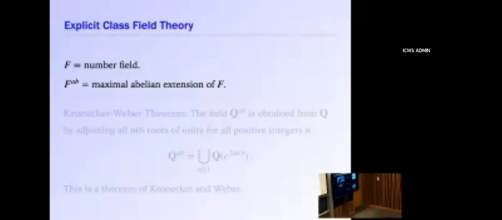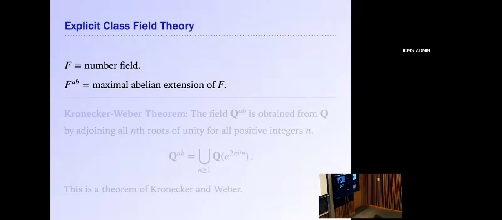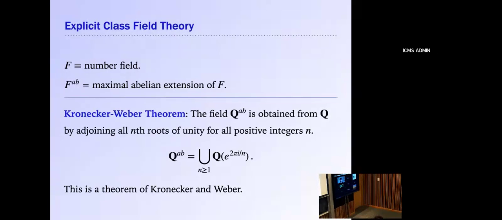F being a number field, we're going to let F^ab denote its maximal abelian extension. And the first theorem in explicit class field theory is the Kronecker-Weber theorem, which says that the field Q^ab, the maximal abelian extension of Q, is obtained from Q by adjoining all the nth roots of unity for all positive integers n. So you could take a compositum or you could take a union. It's the same thing. This is a famous theorem of Kronecker and Weber.